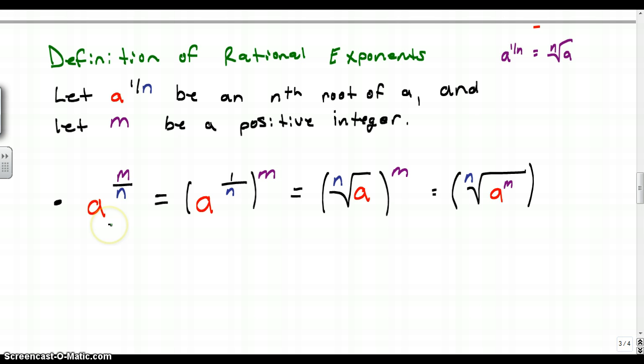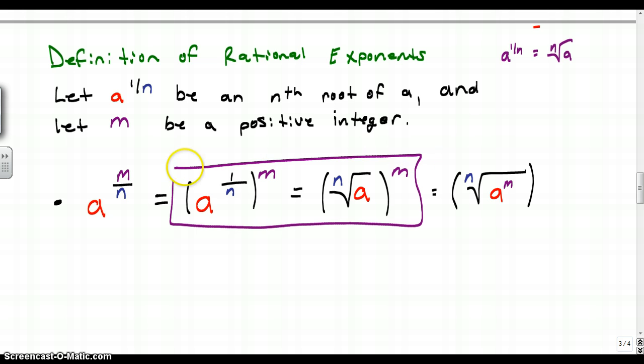So a to the m over n, I can rewrite that as a to the 1 over n times m using my laws of exponents. And I know that a to the 1 over n power equals the nth root of a. So now instead of a to the 1 over n power raised to the m, I have the nth root of a raised to the m. And this is the main thing that you want to remember with rational exponents.